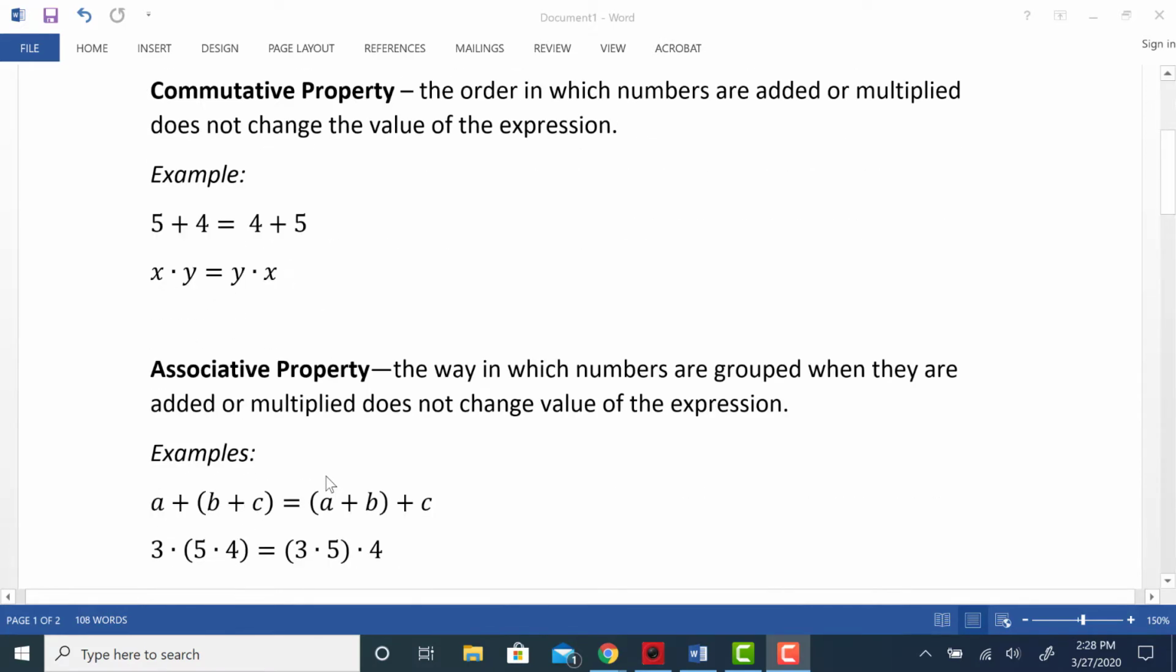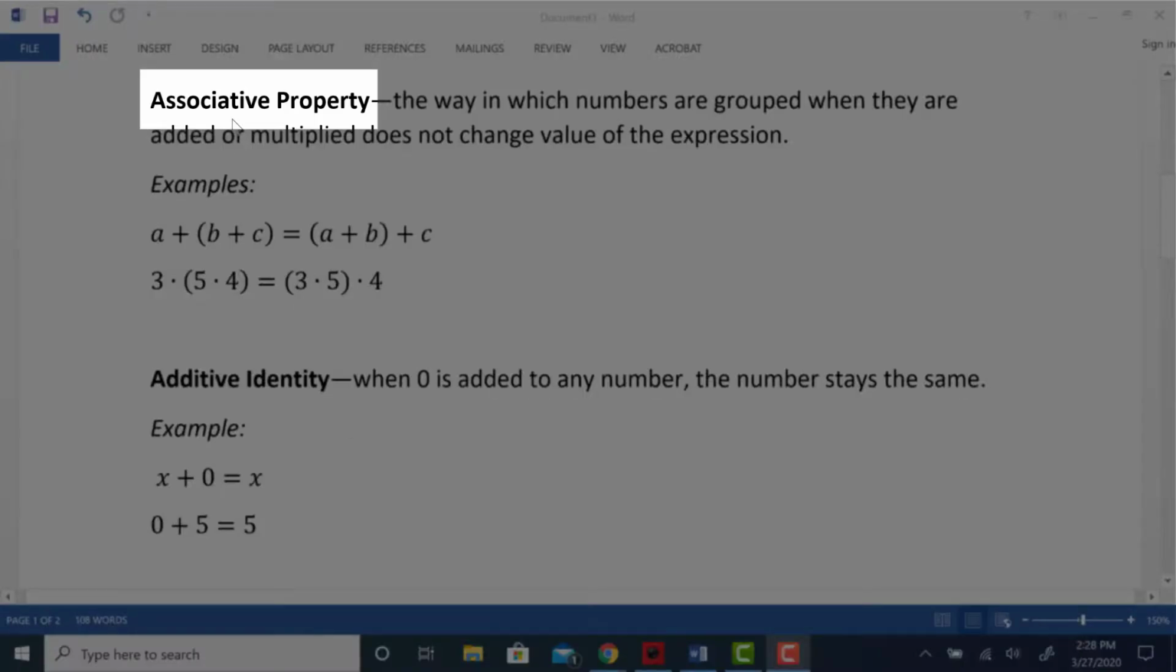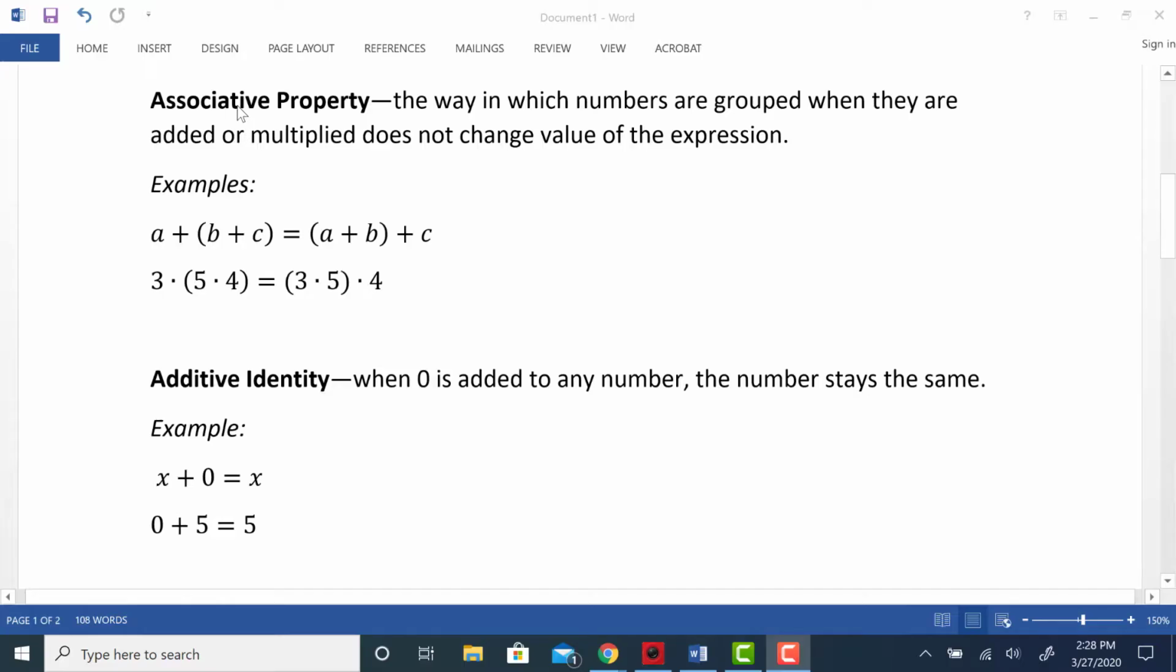Okay, our second term is associative property. Associative property is the way in which numbers are grouped when they are added or multiplied does not change the value of the expression. For example, in my first expression, I have a plus parentheses b plus c is the same as doing the parentheses around the a and the b. So on the first one, I have the parentheses around b and c, and on the second one, I have them around a and b. And it doesn't matter which way they're grouped, I'm going to get the same answer.